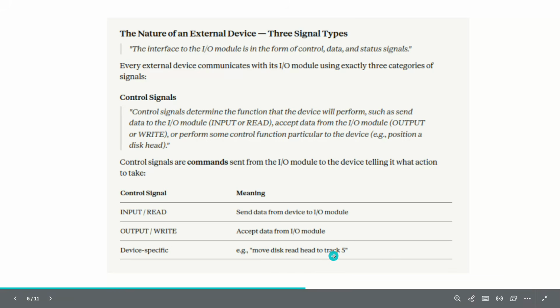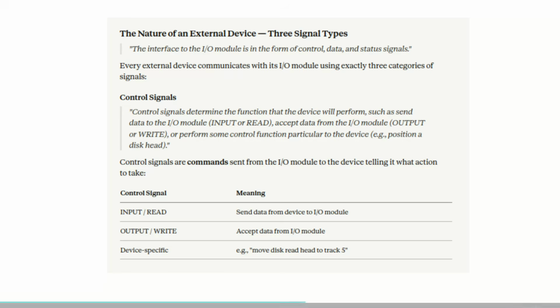So that will be managed by whom? The control signals. Control signals are nothing but the commands given to the I/O module to tell it what to do, whether it has to send some input, or accept some data from the I/O module, or perform some device-specific function.